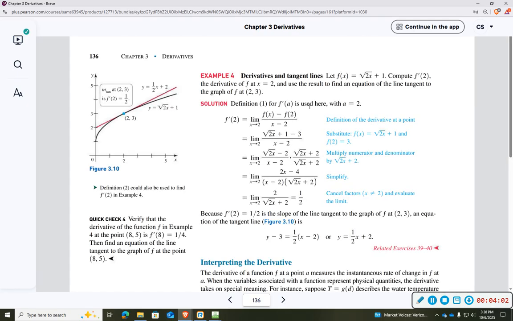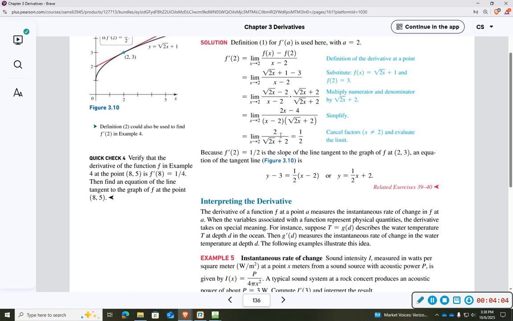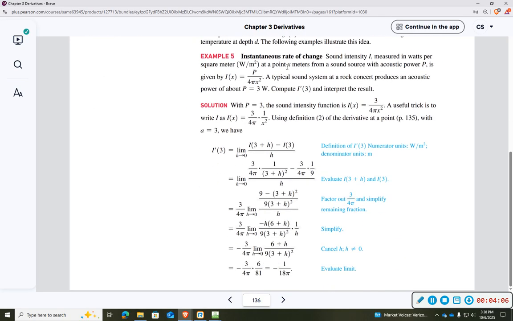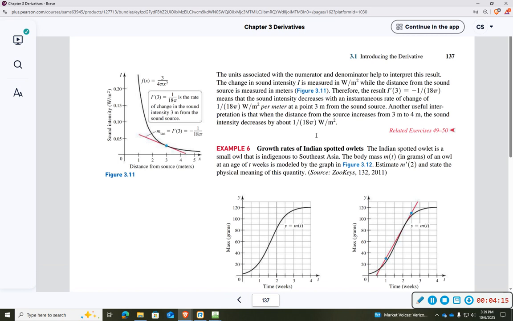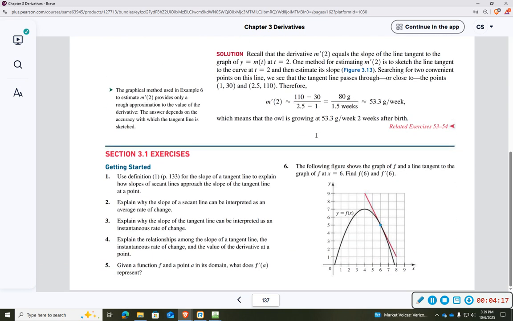And then other than that, we just have some various functions that you get to practice with. Again, finding the instantaneous rate of change, which is the slope of the tangent line, or the derivative at some point. And with that, we're going to jump into my math lab and solve a few problems.